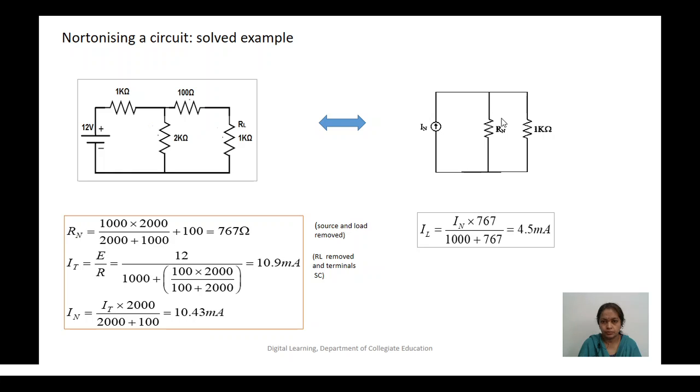So from the second simplified circuit, we have current source, Norton's resistance and load resistance. So when this current from the current source reaches this point, it gets divided into two branches. So we use the branch current formula. Main current, that is IN, into resistance of the other branch, RN, divided by sum of the resistance. Sum of the resistance is Rn plus 1K. So that is how we calculate the load current.